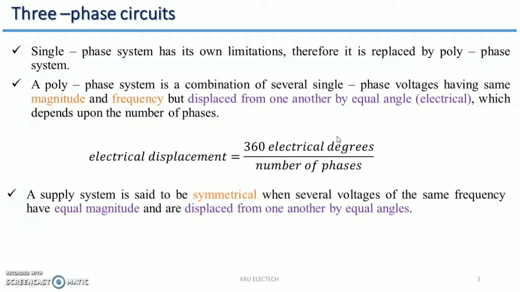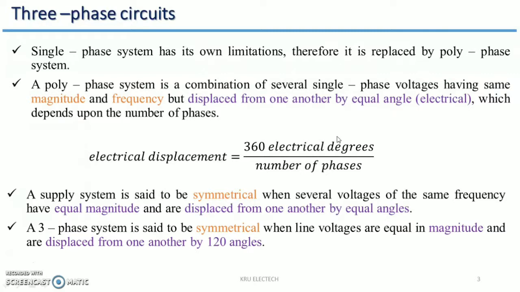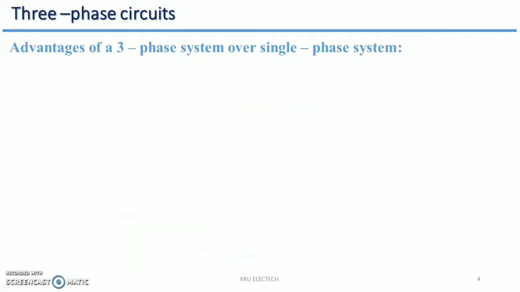A supply system is said to be symmetrical when the several voltages of the same frequency have equal magnitude and are displaced from one another by equal angles. So R, Y, B having equal magnitude and displaced from each other by 120 degrees, you can say that is symmetrical. A three-phase system is said to be symmetrical when the line voltages are of equal magnitude and are displaced from one another by 120 degrees. We already know that.